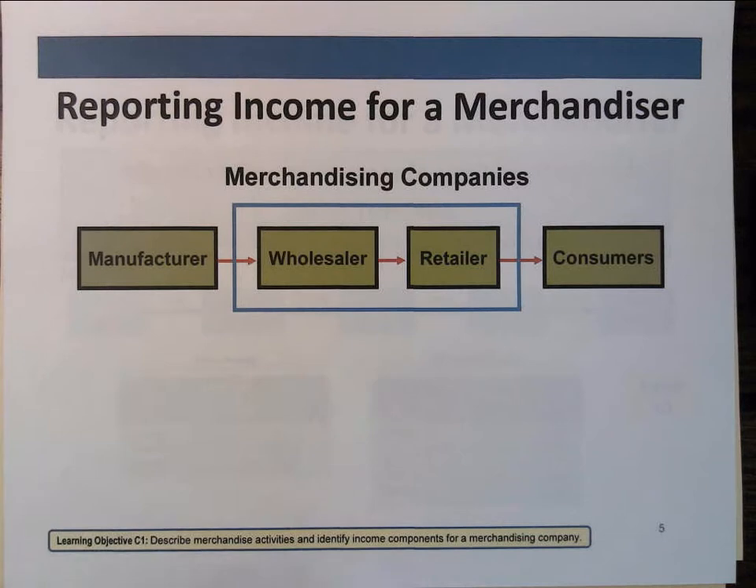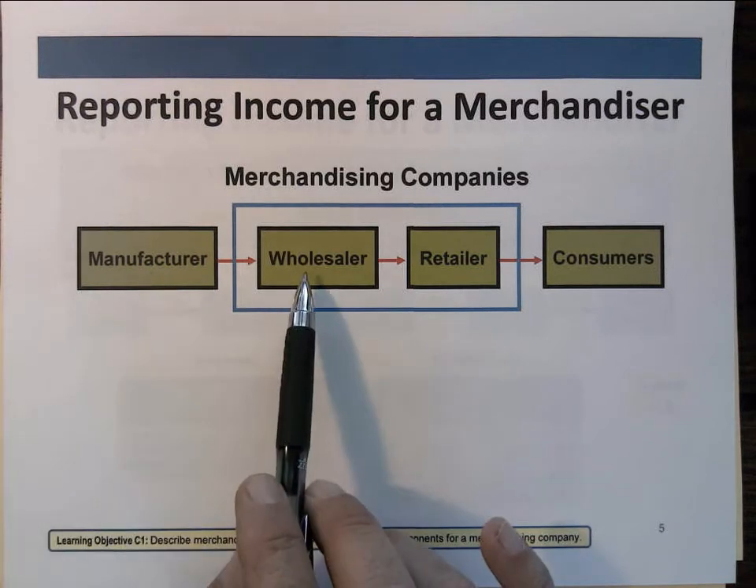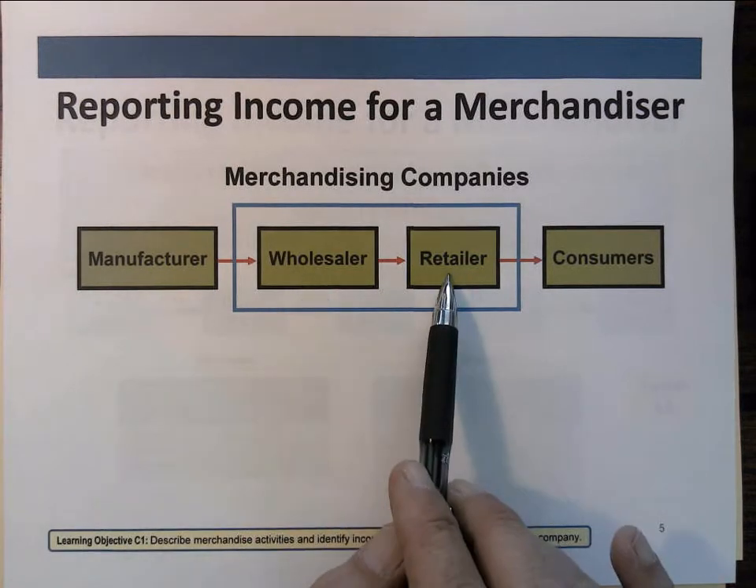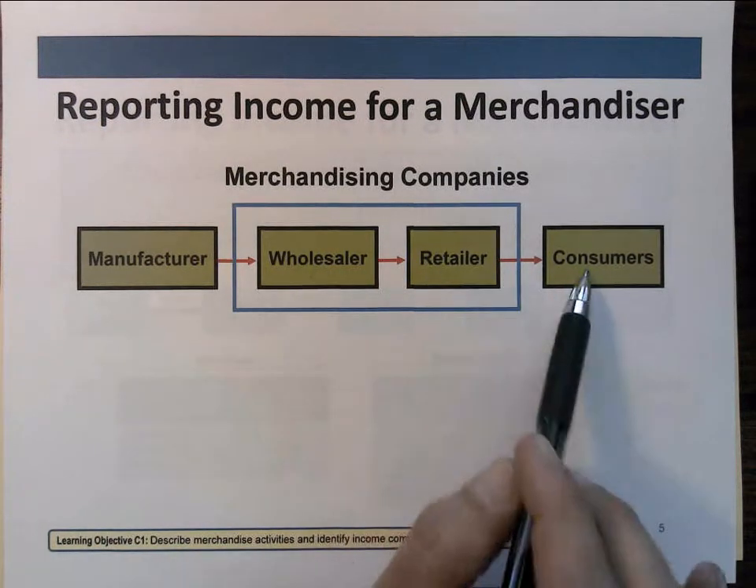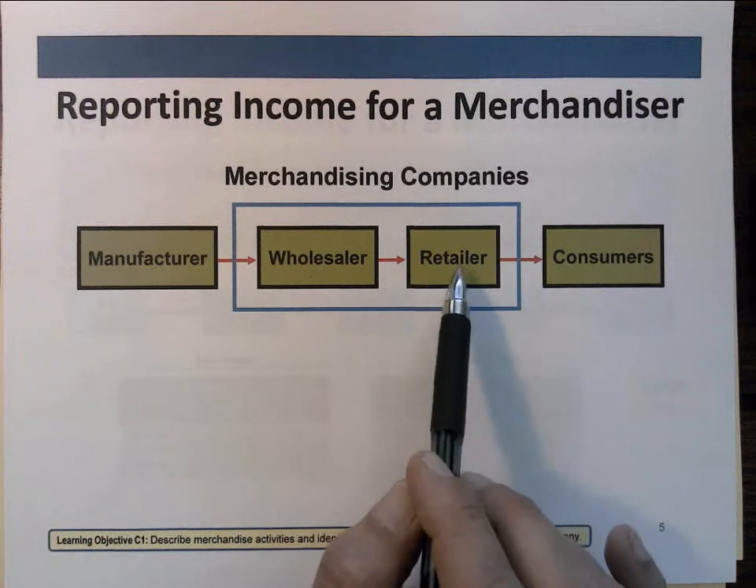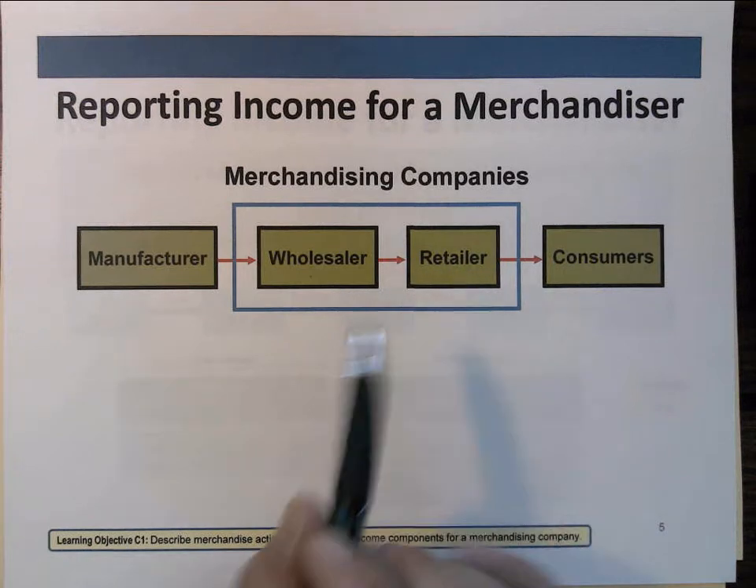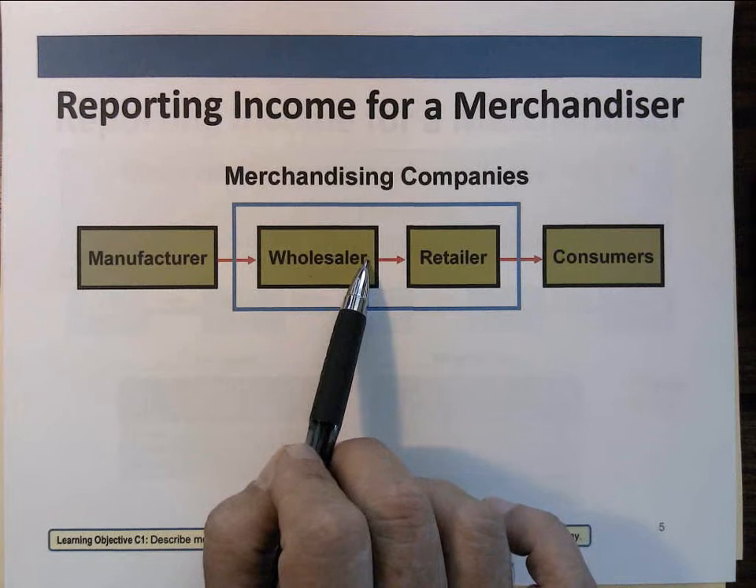So if you think about how things work in life, somebody manufactures something. Apple makes a phone, and they sell it to a wholesaler that sells it to a retailer that sells it to you. Well, all three of these, and especially these two, are buying and selling merchandise inventory. So now we're going to focus our energy at this wholesale and retail level.